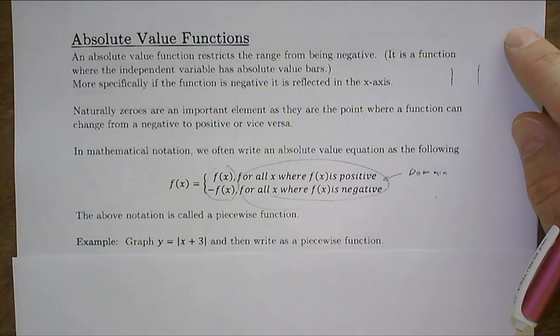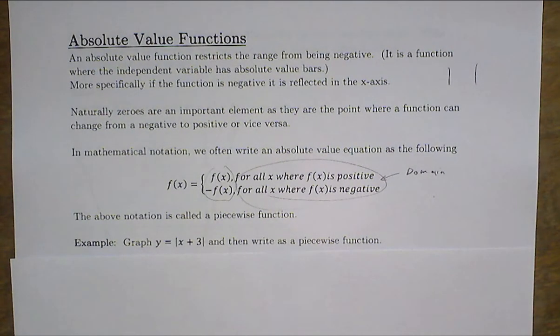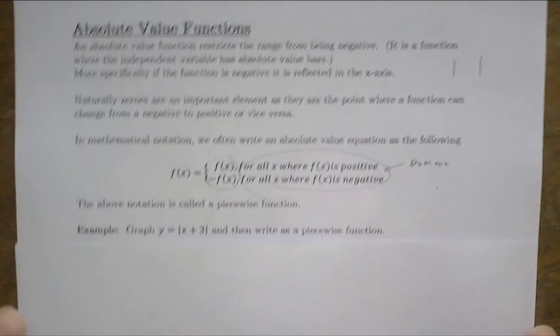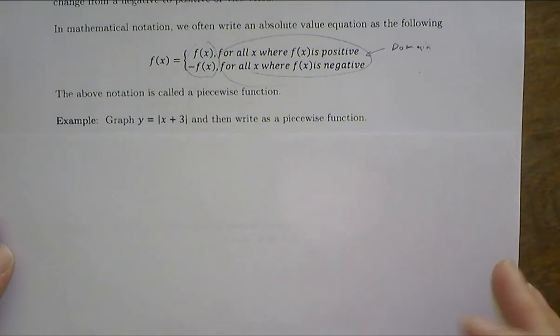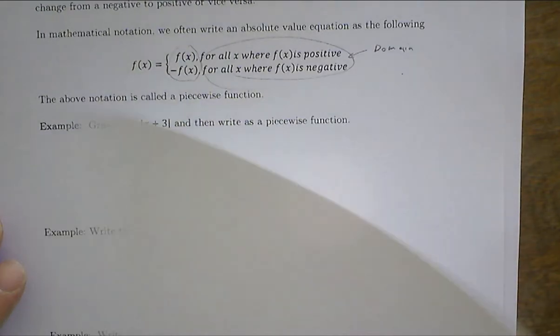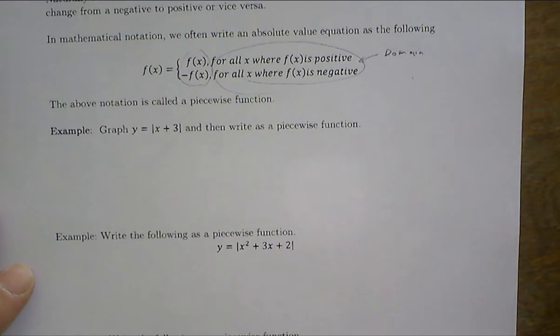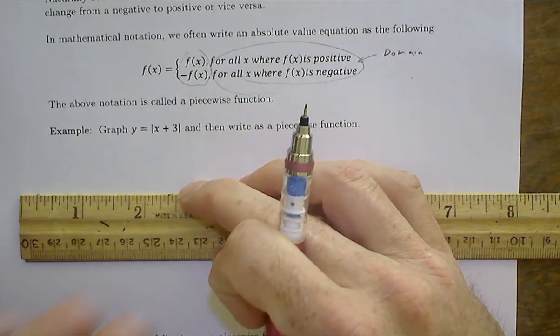So, for example, we are going to graph y is equal to the absolute value of x plus 3. And then we're going to write it as a piecewise function. Oh, my bad here. I should say sketch the graph. I'm just going to graph that here, and I'm just going to make a quick sketch of this.